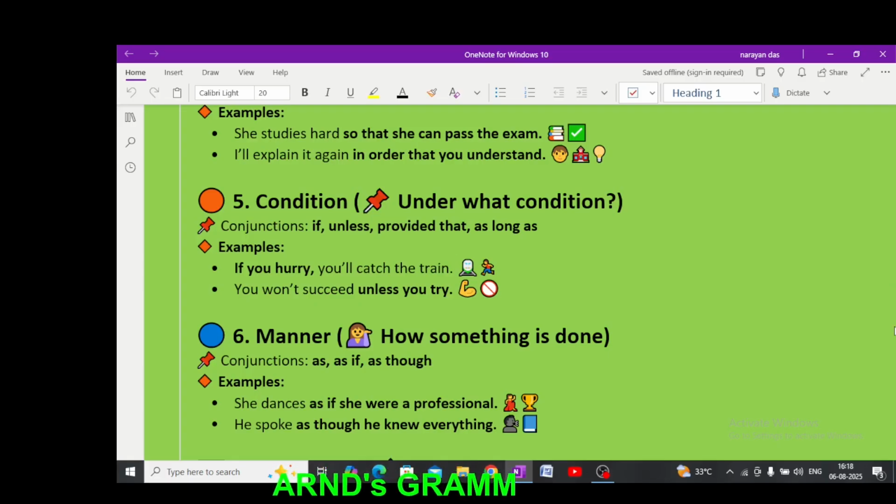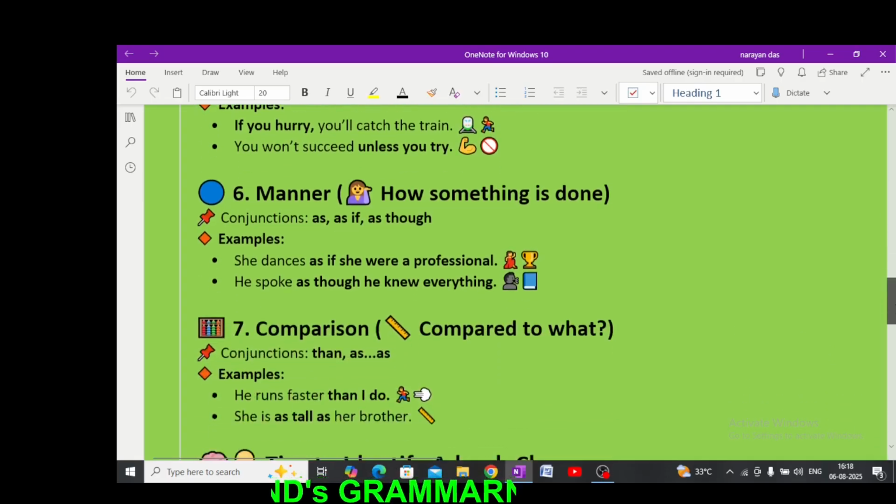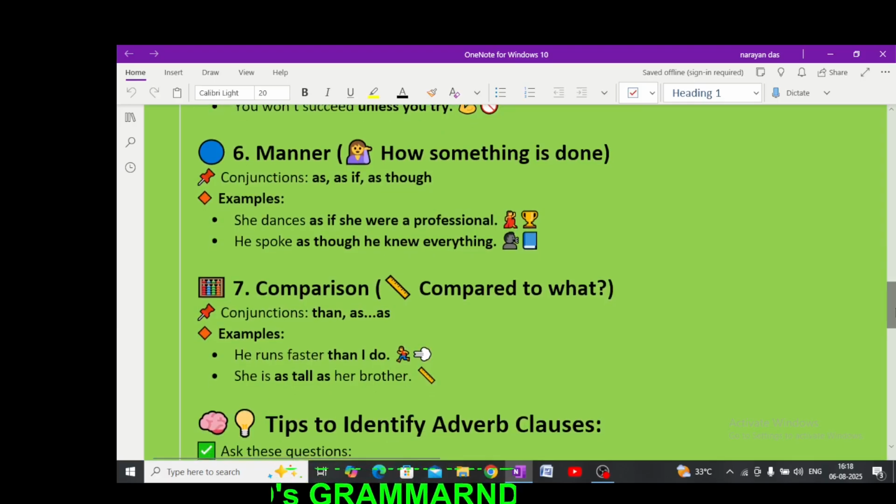Number 6. Adverb clause of manner. How something is done. Conjunctions are as if, as though. So it tells about the manner of the verb. She dances as if she were a professional. As if she were a professional is the subordinate adverbial clause, as if is the conjunction, and it shows the manner in which she dances. As if she were a professional. That is, like a professional.